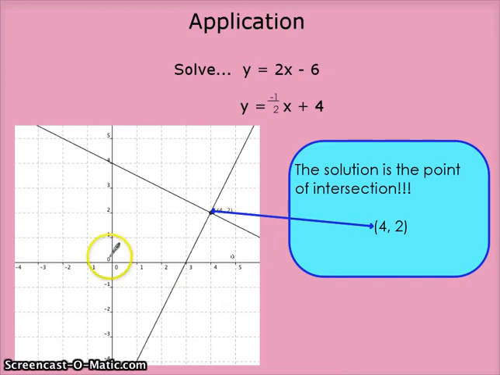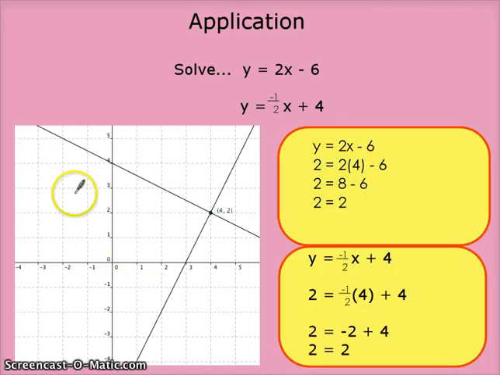But we're not done, because just like with one equation, we need to check our work. So let's plug in 4, 2 to our system. 4 is x, and 2 is y. If we plug it into the first equation, we get 2 equals 8 minus 6, which is 2 equals 2. So this is correct. It fits the first one.